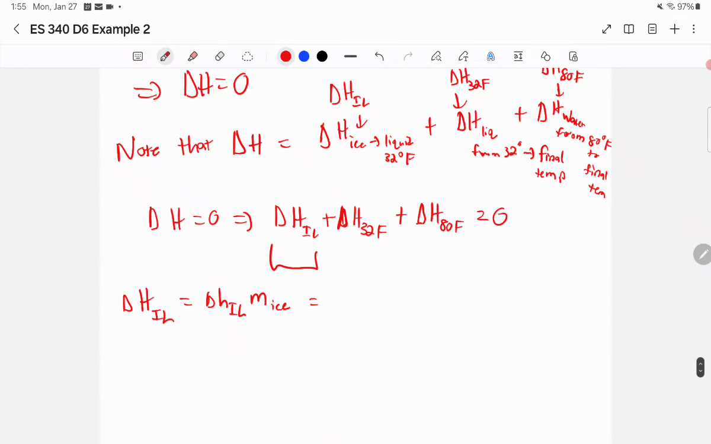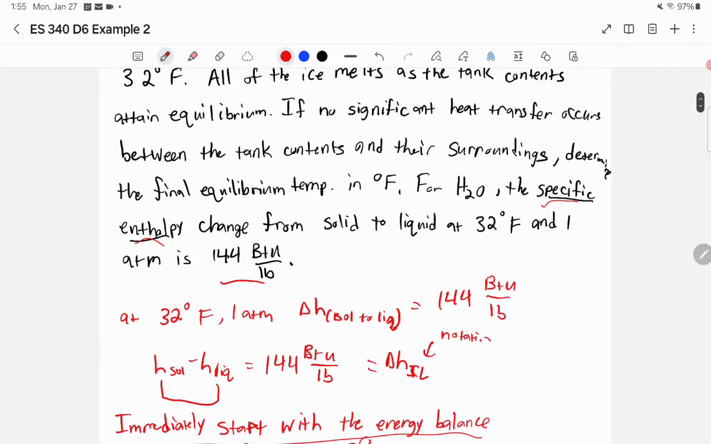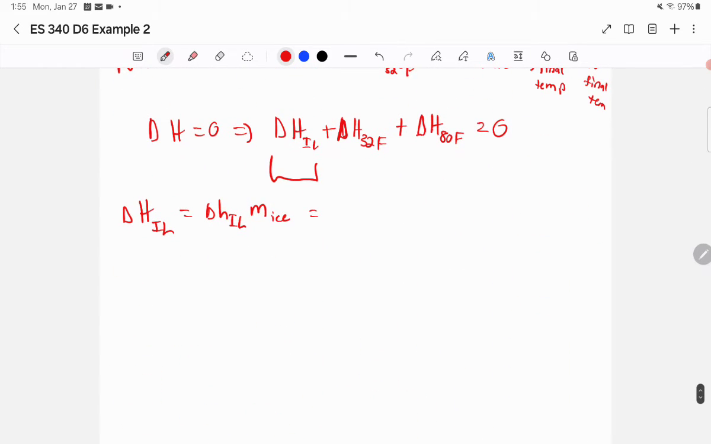So this is equal to, what was delta h_IL? Well, 144 BTU per pound. And then we have 0.4 pounds, which obviously are going to cancel, and we'll just get it in terms of BTUs. Okay, then delta H at 32 Fahrenheit.